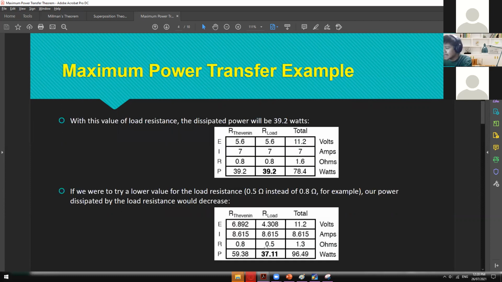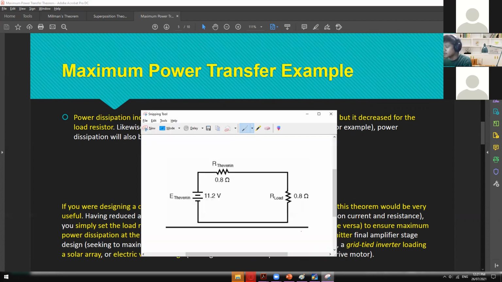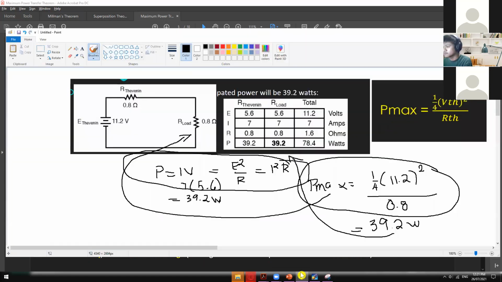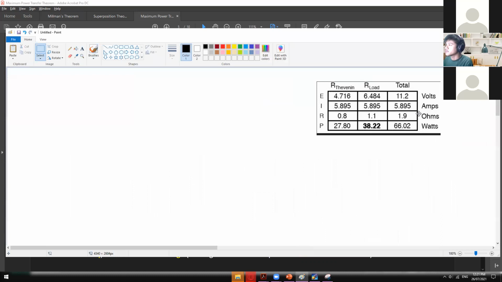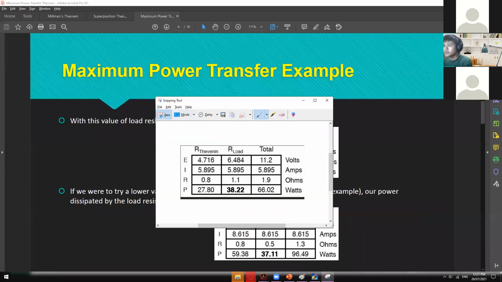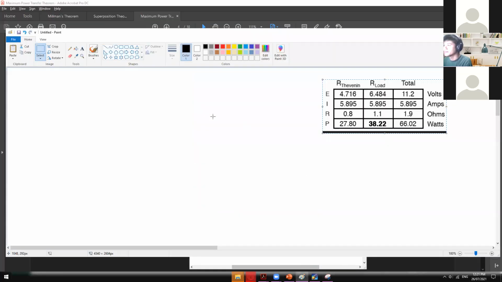But if you're going to lessen that one, let's say 0.5, okay, it will give us a result of 37.11. And then if we have, let's say, a higher value, which is 1.1, it will give us a result of 38.22. Okay, so if you guys are going to compare this one, so ito yung higher, and then ito yung lower.